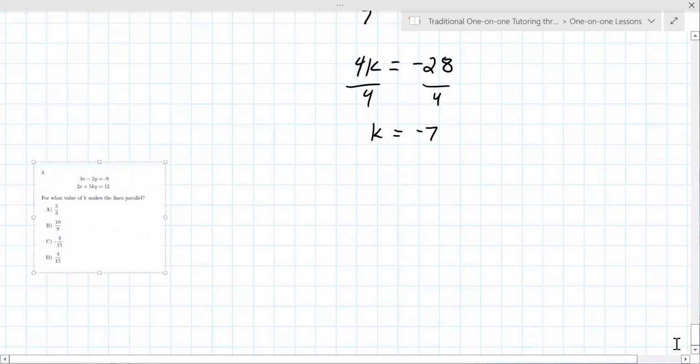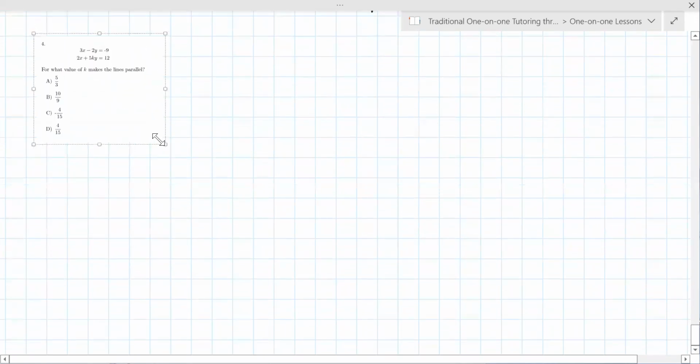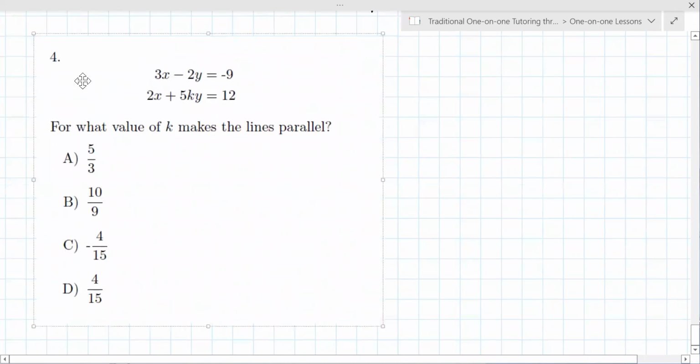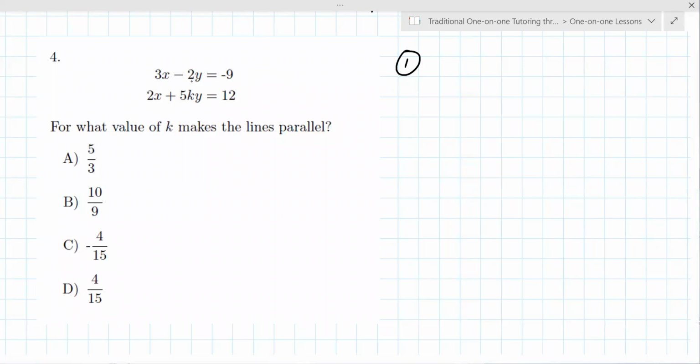Okay, so here's the question, and let me make this easier to see. All right, so I'm going to step you through this. The first thing I need you to do is solve this first equation for y. So you're going to subtract the 3x from both sides. You're going to divide by -2. Yeah, it's a fraction. That's okay, but go ahead and solve it for y for me. Let me know when you're done with that.